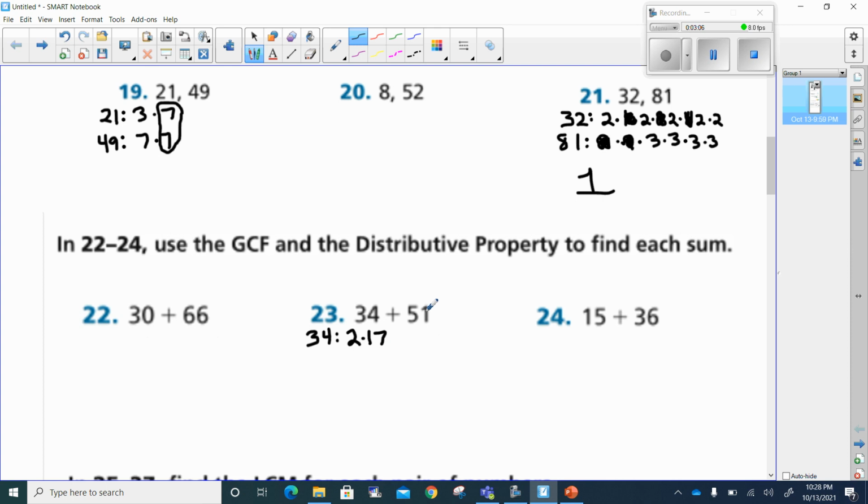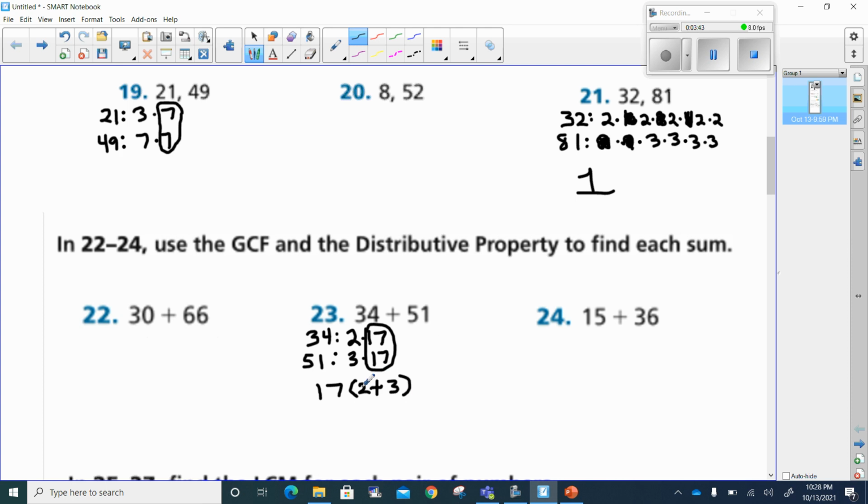So we'll go over here to number 51. And you might not realize it by looking at it first, but if you divide 51 by 3, you get 17. So the greatest common factor is going to be 17. To use this distributive property, I would put 17 in front. In parentheses, well, 17 times 2 is 34. And 17 times 3 is 51.